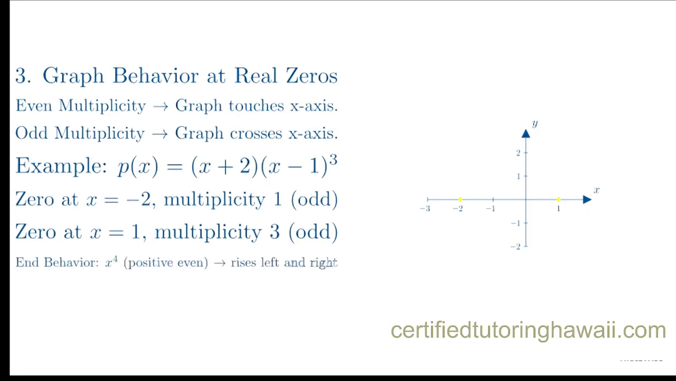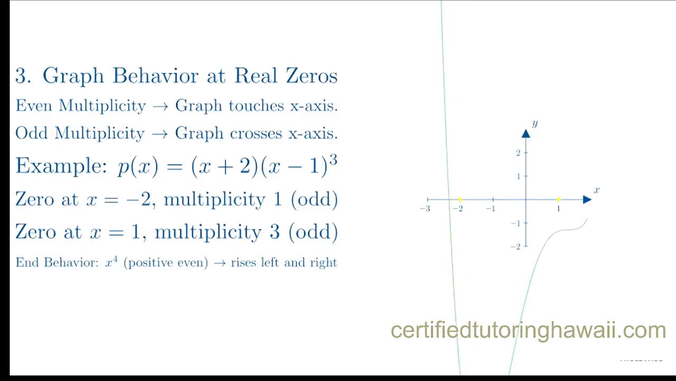We also know the end behavior of the graph. The leading term is x to the fourth, a positive even degree, so the graph rises on both the left and right sides. Putting this all together, we can now sketch the graph's general shape. It comes from the left, rises to meet the x-axis at x equals -2, crosses it, and heads towards 1. At x equals 1, it flattens out, crosses the axis, and rises again to the right.